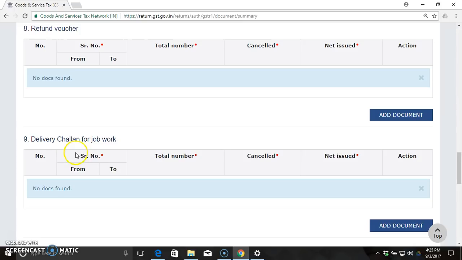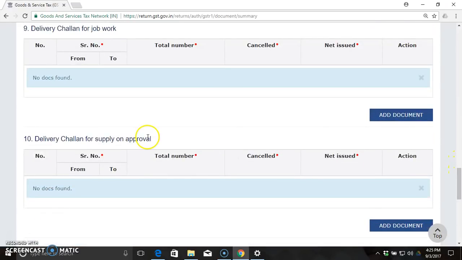So all those delivery challans specifically for job work have to be tracked over here. Then next is delivery challan for supply on approval. That is, whenever you send goods on sale on approval basis, you accompany them with a delivery challan. So it is a must for sale on approval kind of supply cases. So those cases are tracked over here separately.